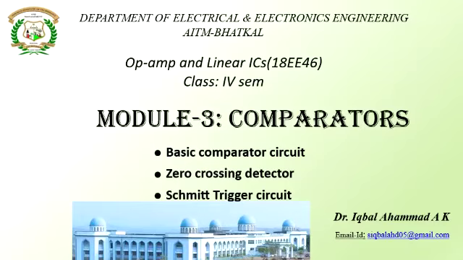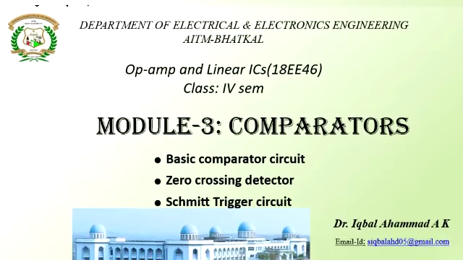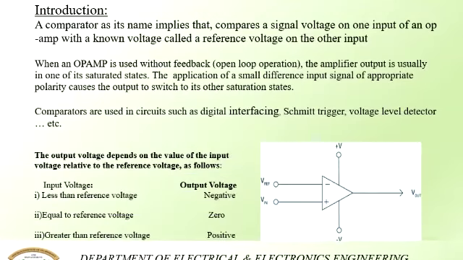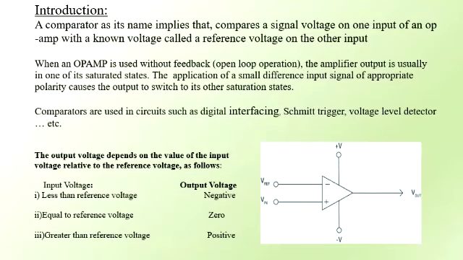Comparator has three different sections. One is the basic comparator circuit, second is the zero crossing detector, third is the Schmitt trigger. As per the syllabus, we are starting this video along with the PPT explanation as well. In this slide, let us start the introduction about the comparator.